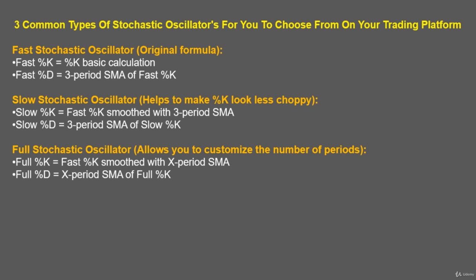So what you're really getting with the slow one is a little bit less choppy of lines. You've seen them a little bit more choppy. You want to smooth them out a little bit more. Then you could use a slow stochastic oscillator.